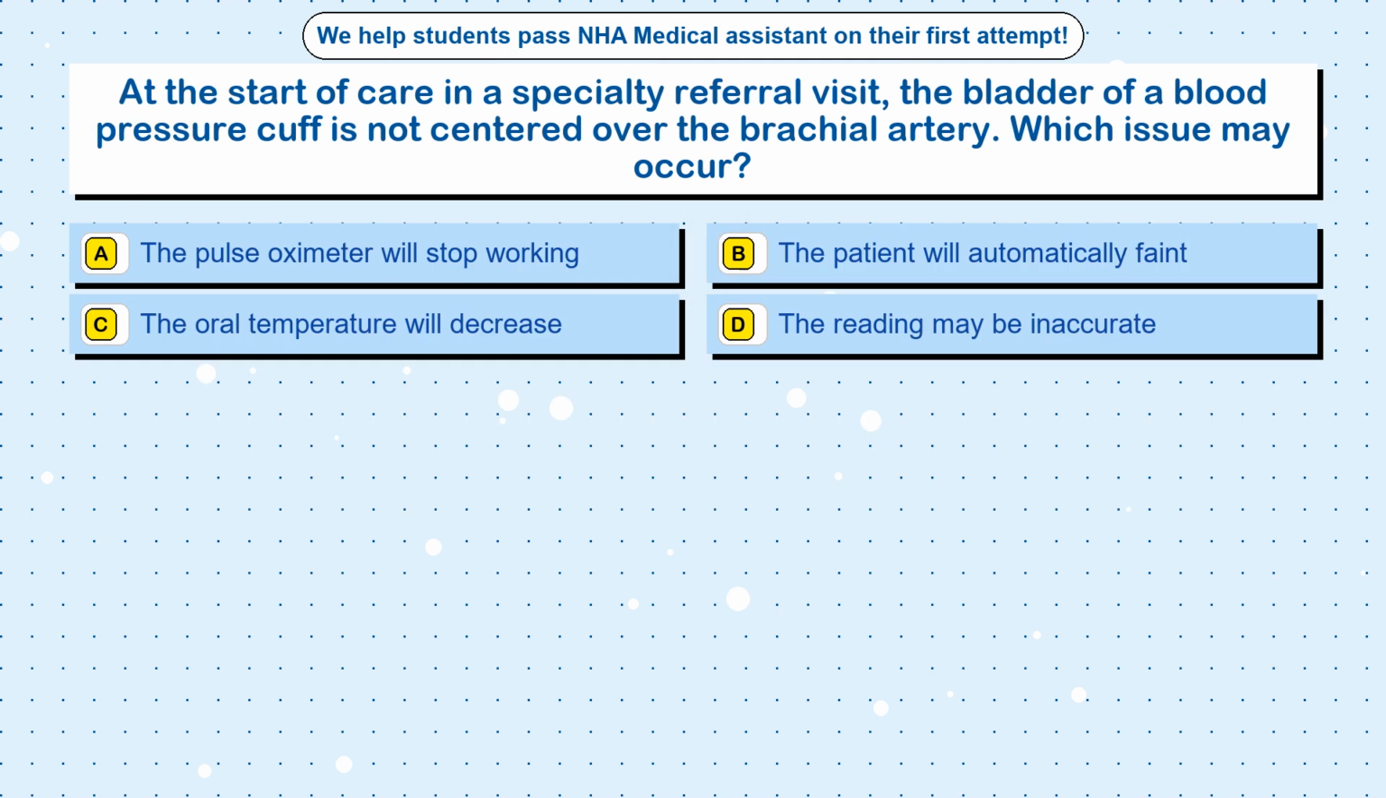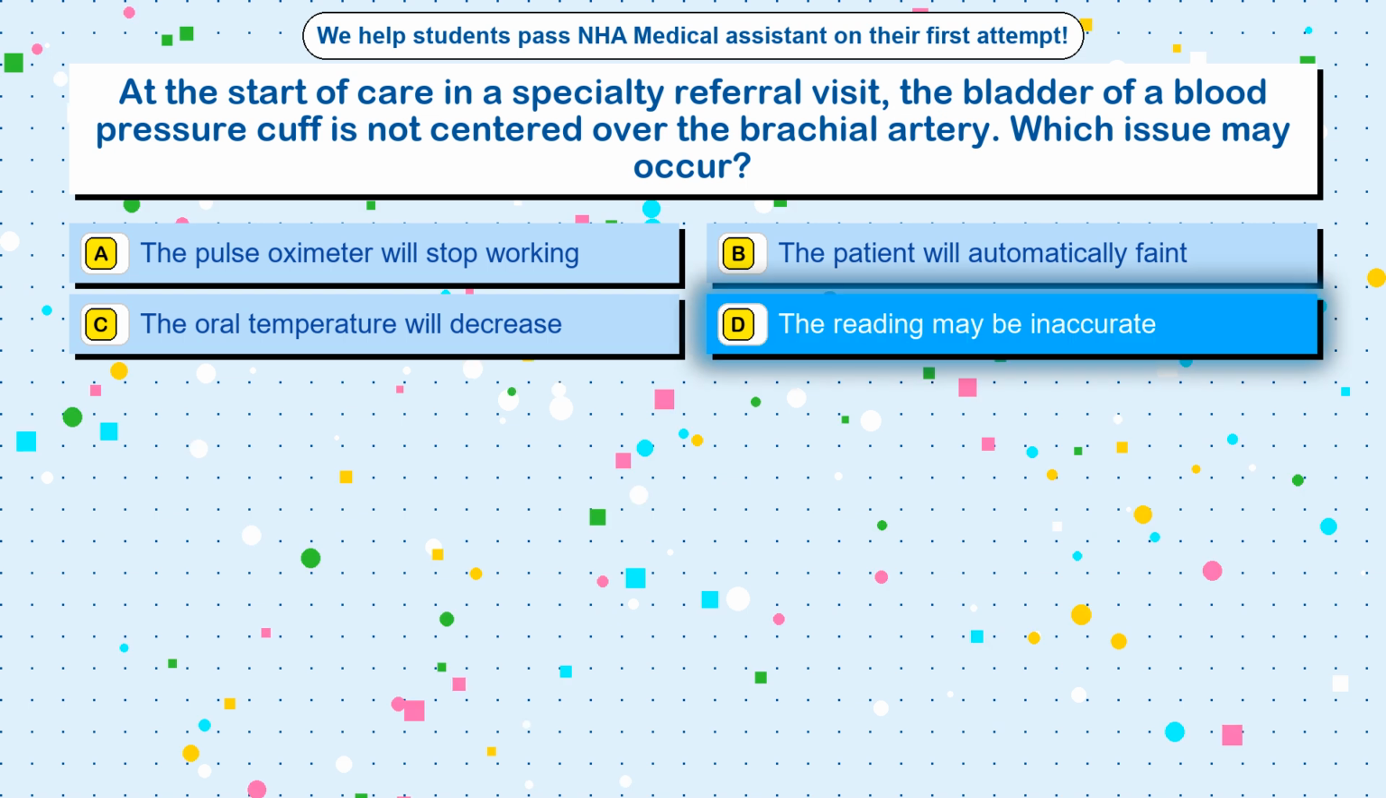Question 100. At the start of care in a specialty referral visit, the bladder of a blood pressure cuff is not centered over the brachial artery. Which issue may occur? Option A, the pulse oximeter will stop working. Option B, the patient will automatically faint. Option C, the oral temperature will decrease. Option D, the reading may be inaccurate. The correct answer is option D.